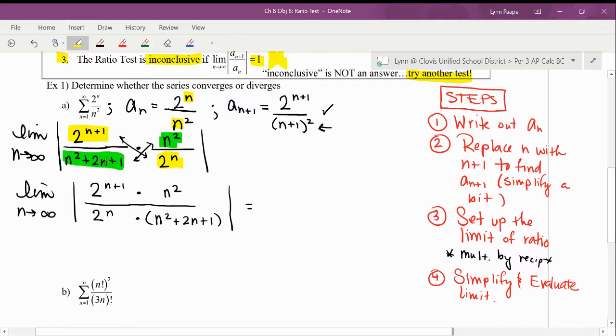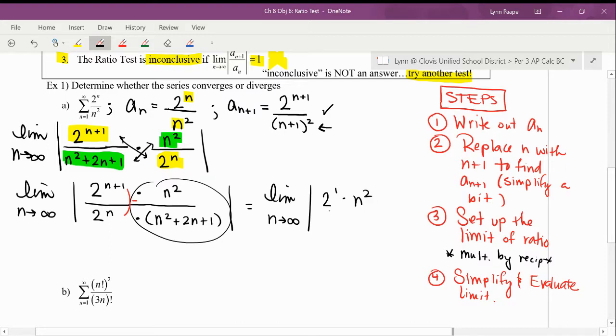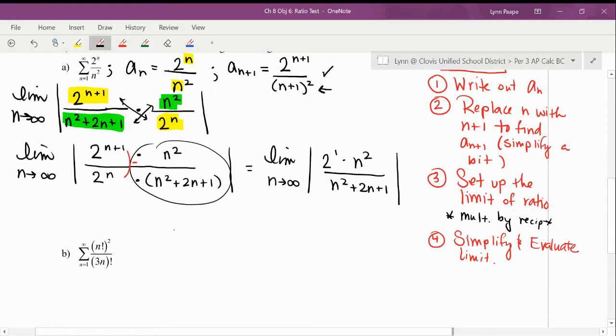So for simplifying this, whenever I am dividing, I subtract my powers. So I'm going to go ahead and subtract my powers here. So n plus 1 minus n would just be 1. So that would be 2 to the first. And then this won't reduce at all, right? So that does not reduce. That is going to stay n squared over n squared plus 2n plus 1, right?